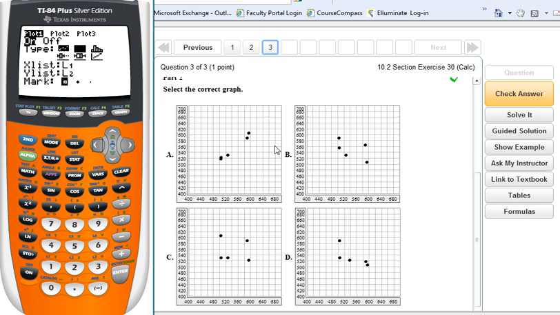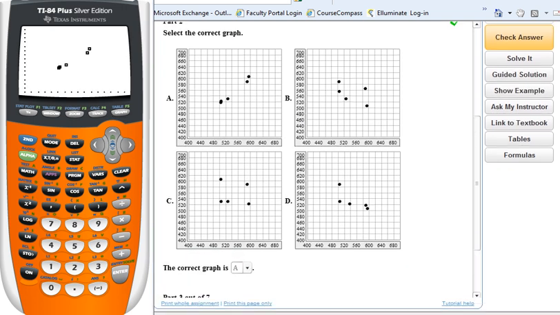Now before I graph, I want to make sure that the window I'm going to see right here is going to look like this window, which they have right there. So we're going to set up our window. My x min is 400, my x max is 700, my scale is 20, 420, 440, 460, 480 and so forth. My y min is 400, my y max is 700, and my scale is 20 again. Once I have that set up, I go ahead and hit graph. I come to find out, it looks like my graph is going to be A.